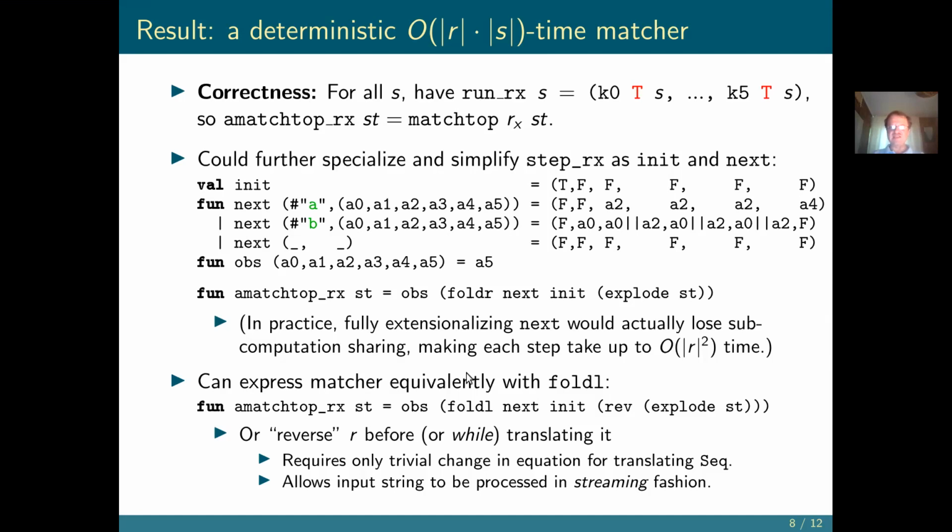The other oddity is that we are processing the string from right to left, but we can change that. If we want to use fold left, we just have to reverse the string first. Or alternatively, if it's not practical to reverse the string, we can reverse the regular expression. It just means swapping the arguments of seek, and we can do that while we're translating. And that way we get a string processed from left to right. And when we reach the end, we can immediately say, should we accept it or not?